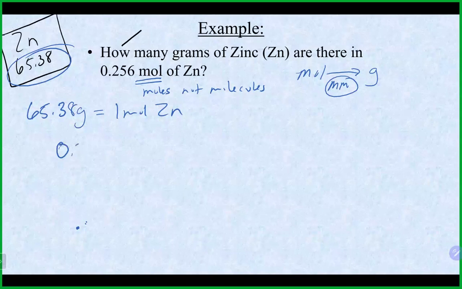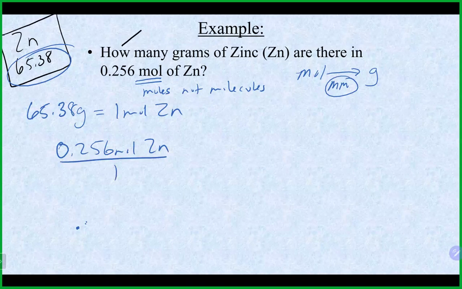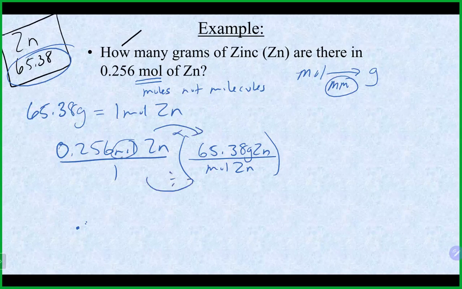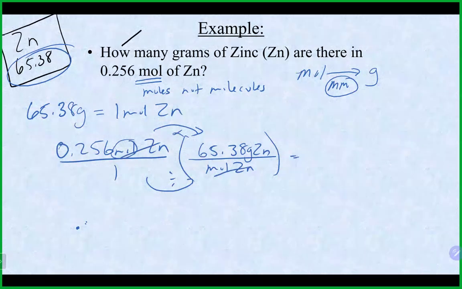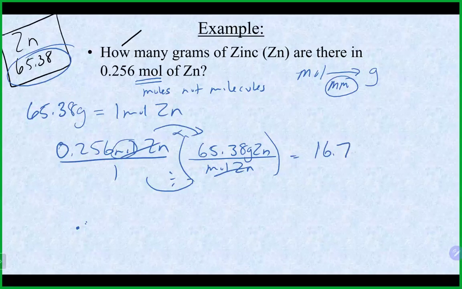We'll start with what was given to us, 0.256 moles of zinc. Once again, it is up on top, the moles. So opposites cancel. That means I need to go a mole of zinc that I got from the periodic table represents 65.38 grams of zinc. When we multiply and then divide, our moles will cancel. And that's going to end up here, 0.256 times 65.38, about 16.7 grams of zinc in this case.